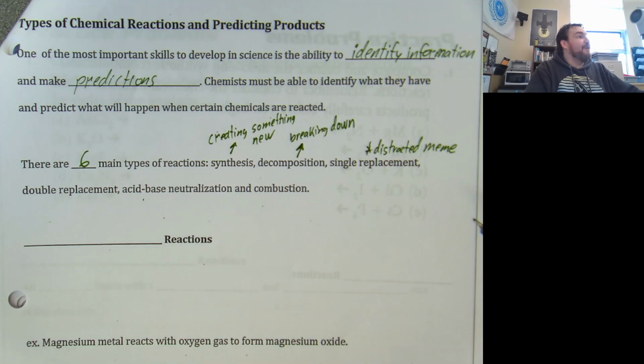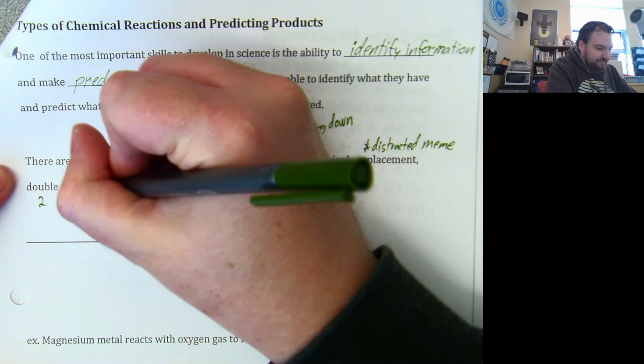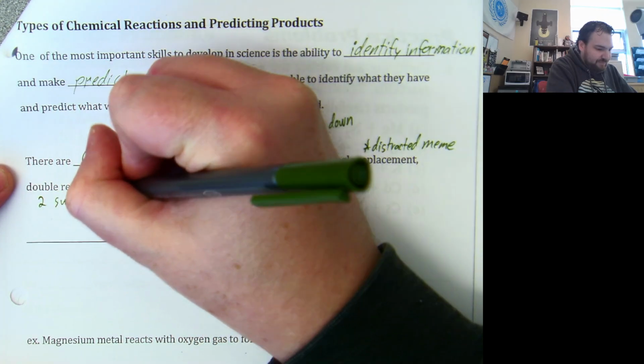Okay. Double replacement. Go ahead. What does that phrase lead you to believe is going to happen? Two things replace two other things. Yeah. Not two things replacing one thing, or one thing replacing two things. It's two and two, one and one.